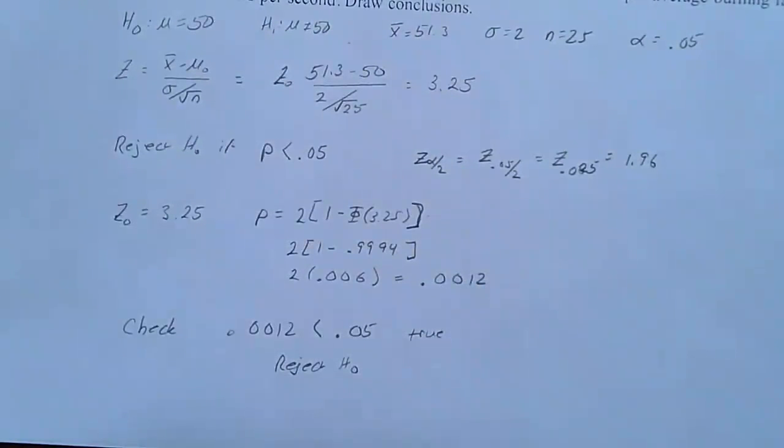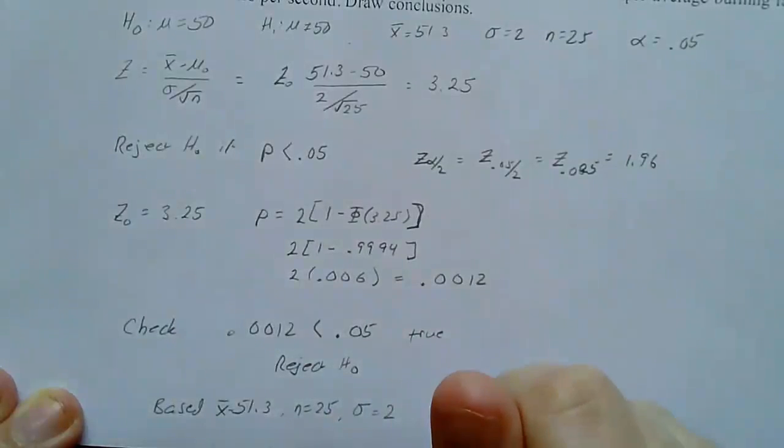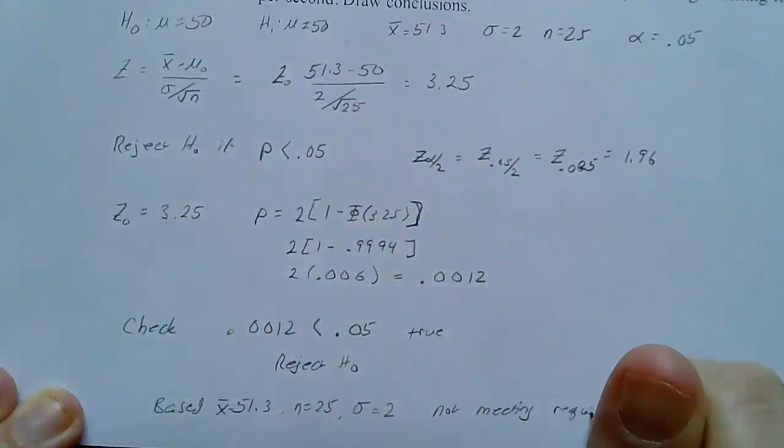What does that actually mean? It means that right now, based on the sample that we were given, based on that sample mean of 51.3 with 25 samples and a standard deviation of 2, you are not meeting the required mean.